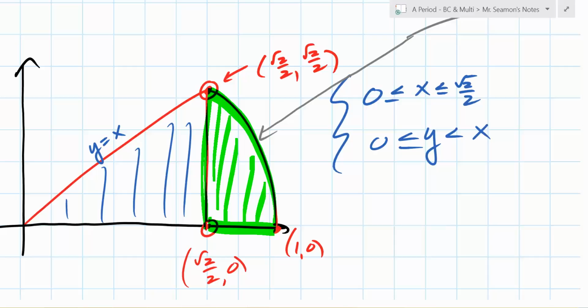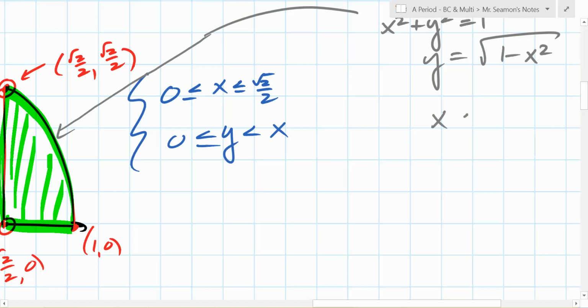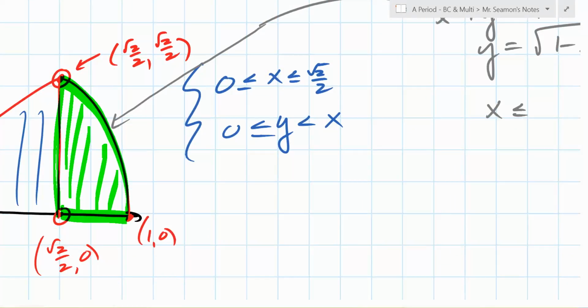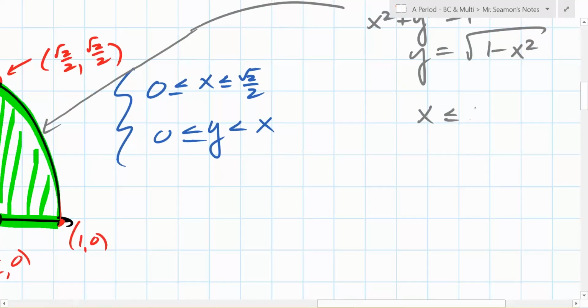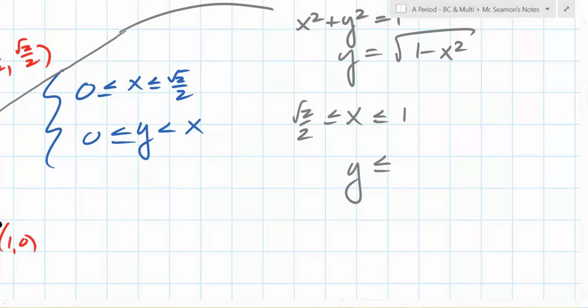When you square root both sides of the circle, you have the upper part and the lower part. So why don't we care about the lower one right now? Yes, thank you. We're only looking at the upper part of this arc. So in this case, what are the limits on x? What's the biggest x can be in the green region? 1. What's the smallest x can be? Root 2 over 2. And what about y? What does y need to be less than or equal to?